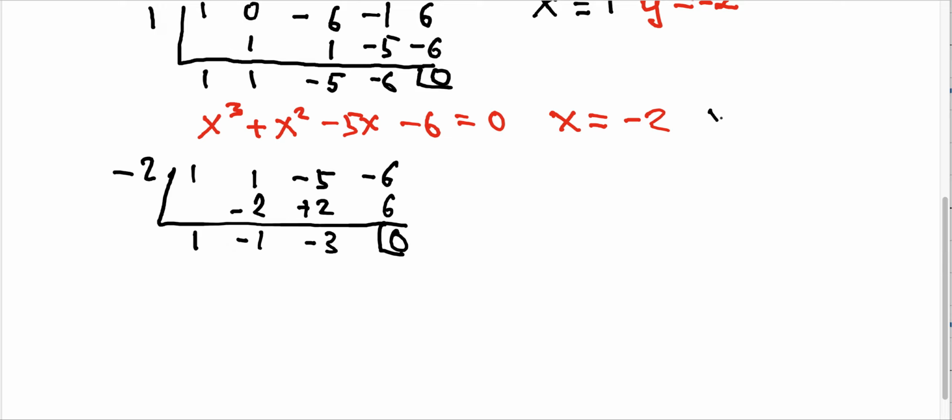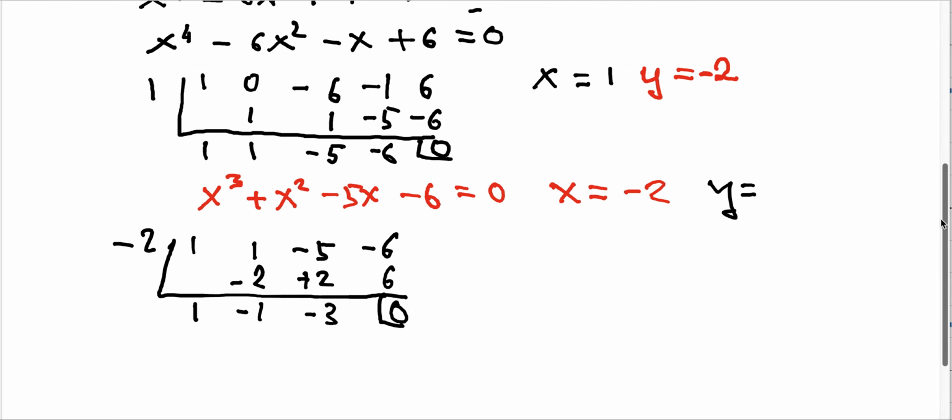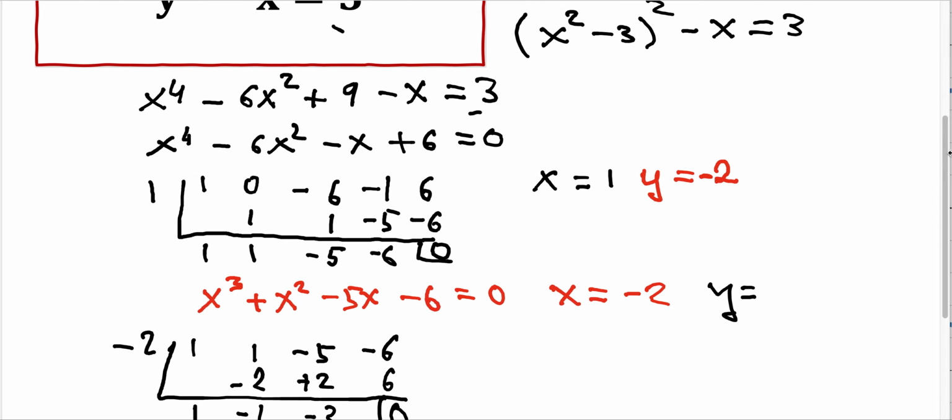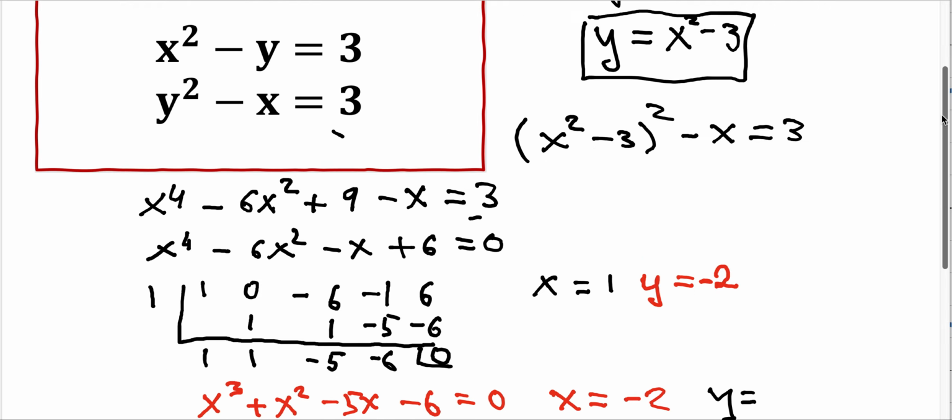Yeah, but to find out y, we are going again, we are plugging into this equation here up above what we have. Okay, so let me just go here. And we are plugging into x squared minus 3. So in this equation, minus 2 squared is 4, minus 3 is 1.